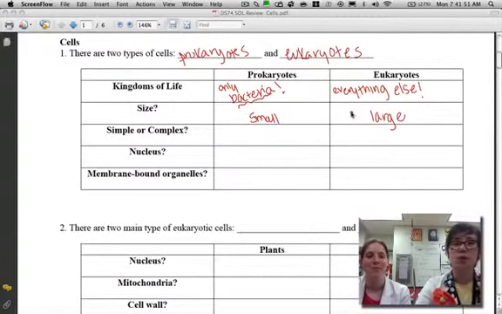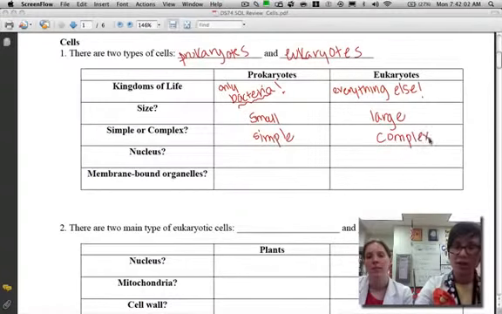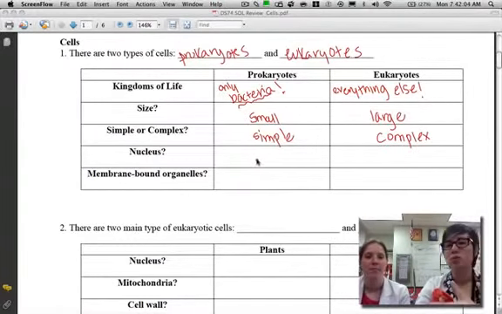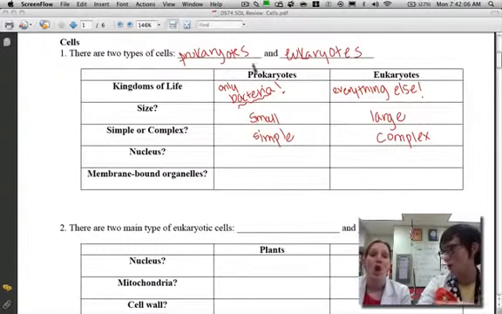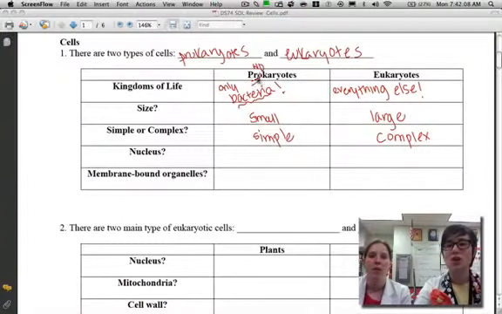All right, let's talk about prokaryotes. Are they simple or complex? They are simple. There's not a whole lot going on. And then that means our eukaryotes are going to be? Complex. All right. And then whether or not they have a nucleus, we told you to remember no. So prokaryotes have no nucleus.